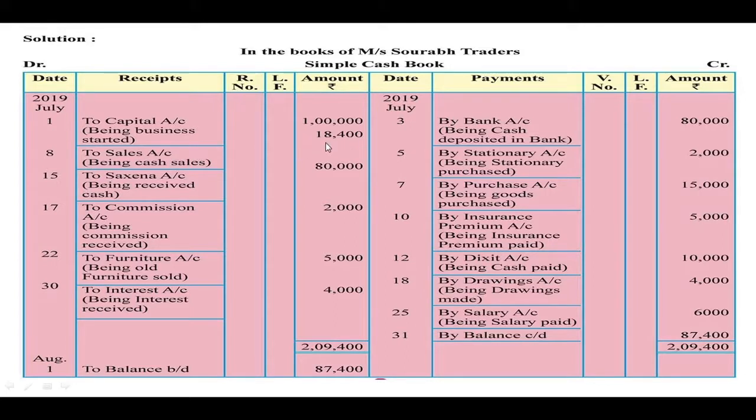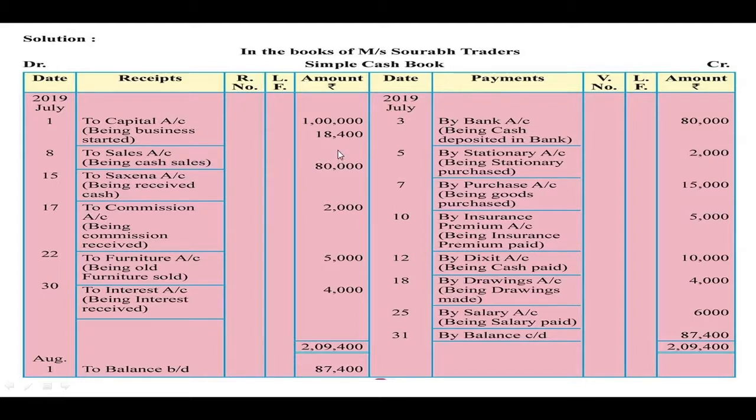18,400. Here it is recorded little above the sales account. So actually it should be recorded in front of the sales account. So that is the printing error. So don't get confused by this 80,000. This 80,000 is for next transaction and 18,400 is for sales.